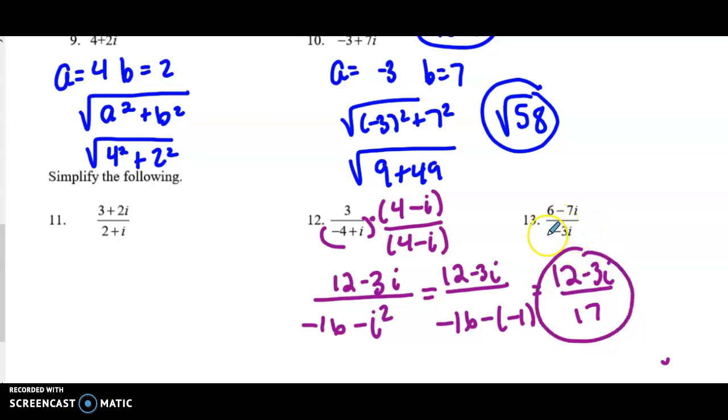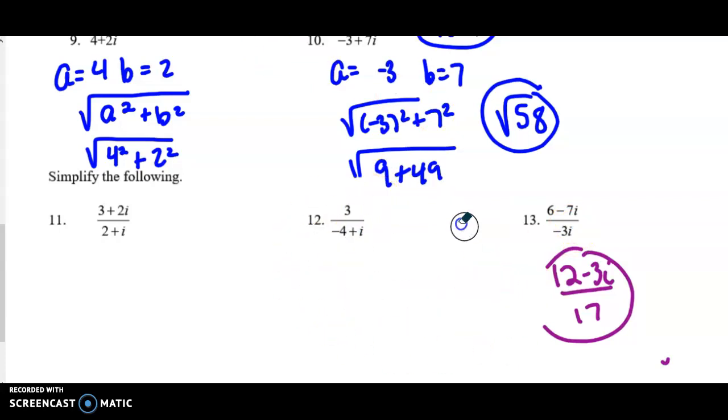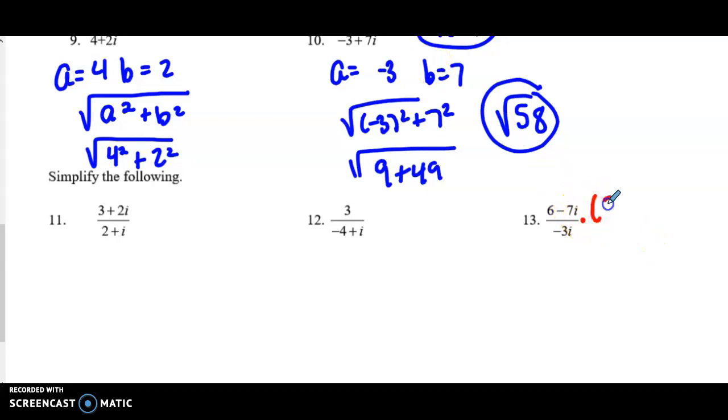Okay, and then the last one right here, notice right here, there's no plus or minus here. So all you need to do is make this an i squared, because remember, i squared is the same as negative 1. Okay, so your goal here is to just multiply the top and the bottom both by either positive 3i or negative 3i. It doesn't really matter. You just have to get rid of that i squared.